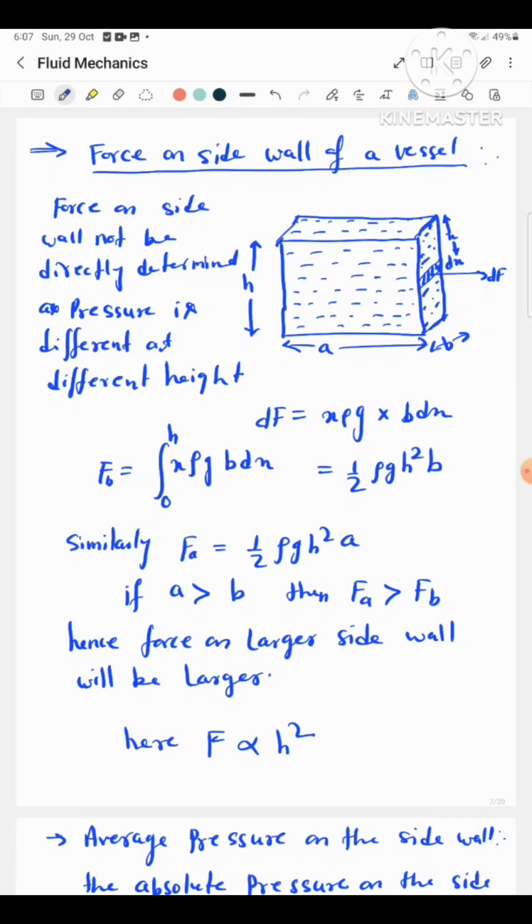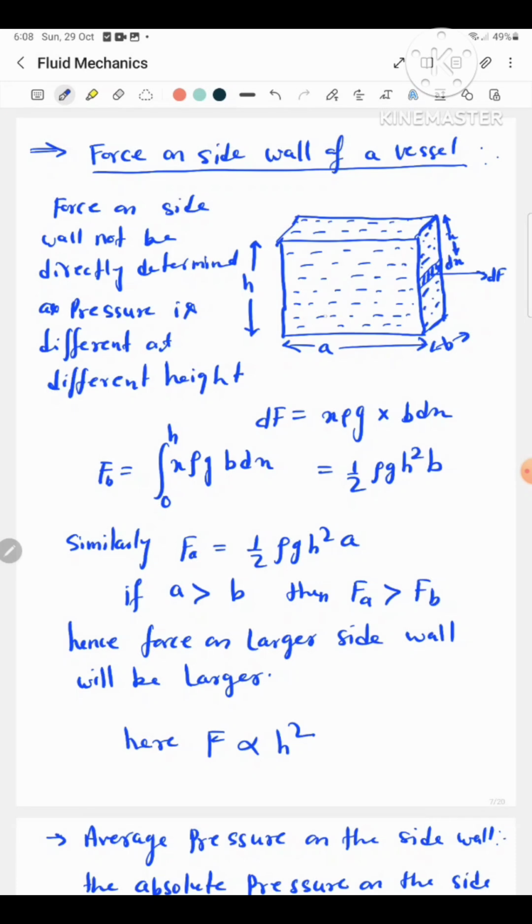Now we can calculate the force on the side wall of a vessel. Here we are assuming that the container is closed, so atmospheric pressure will not be accountable. That we will discuss next. The force on the side wall cannot be determined directly because the height is varying, so the pressure is different at different heights.